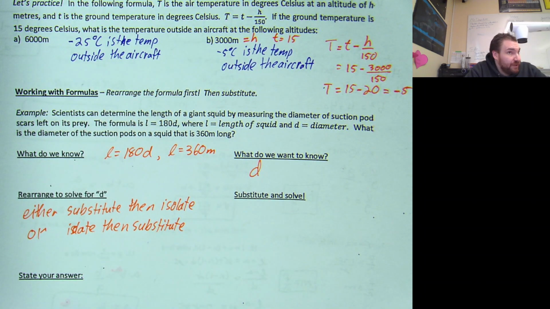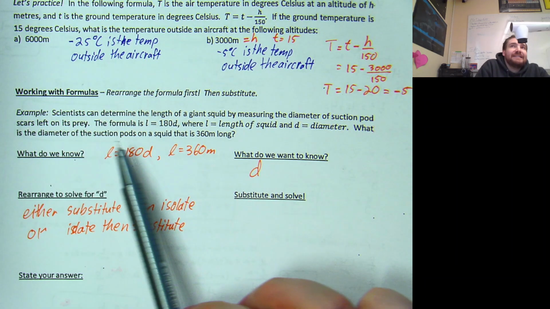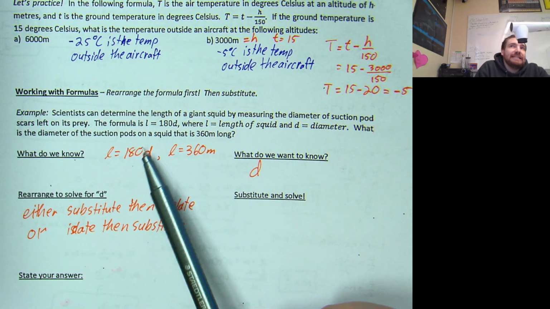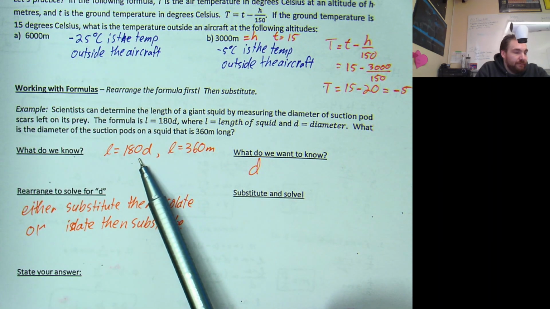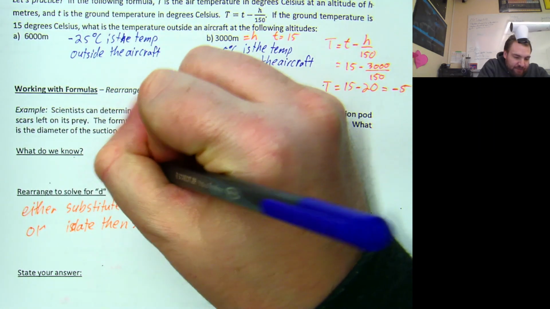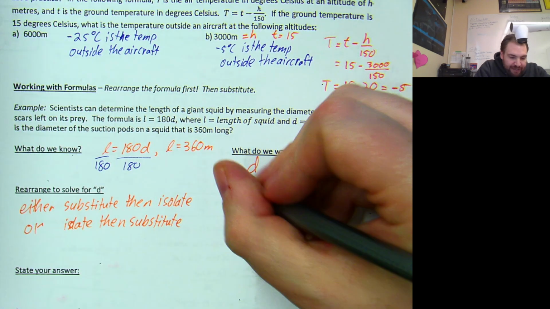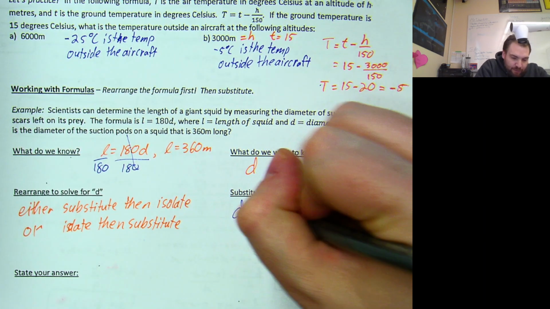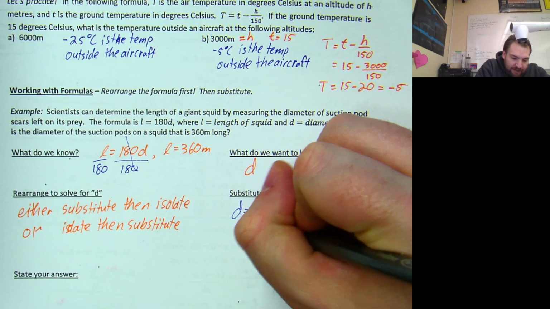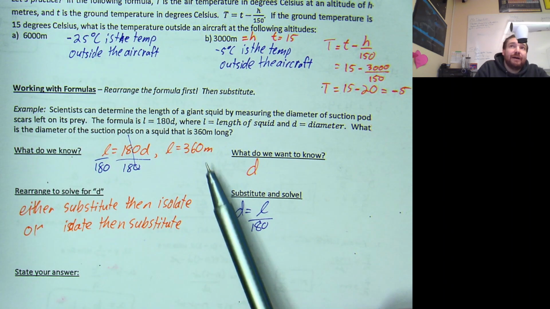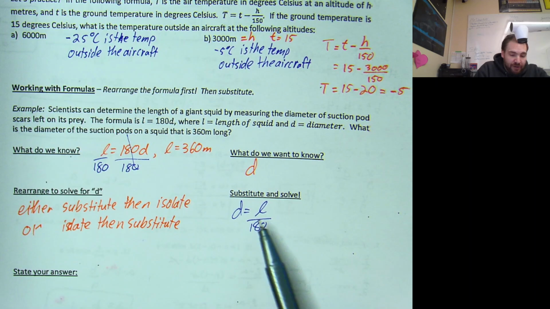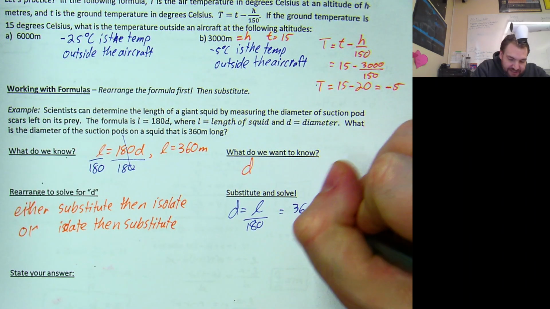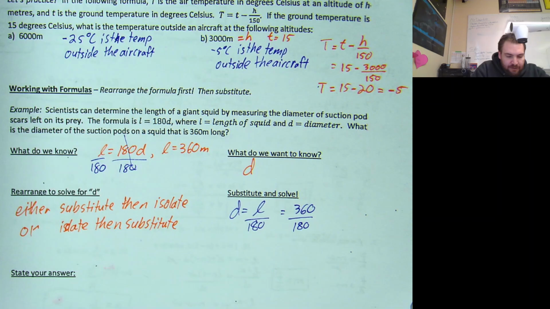I don't particularly care which is which. In the interest of reviewing what we did yesterday, for the sake of today, I am going to isolate first. So I want this formula isolated for the variable we're looking for. So how do I get D by itself here? Carolyn? We're going to divide by 180 on both sides. And we're going to get that D is going to equal L over 180. And then I'm going to substitute the value that we're given for L into this formula. So we're then going to get 360 divided by 180 equals D.